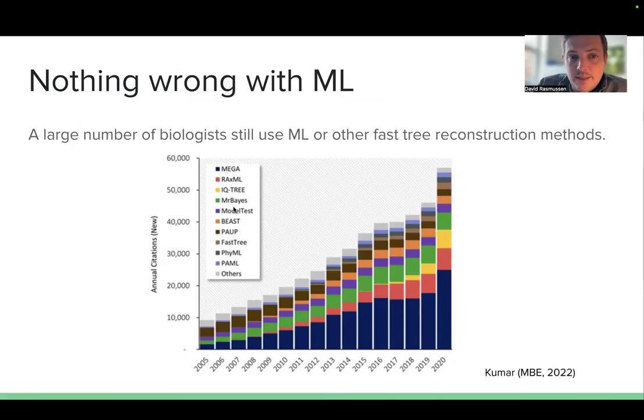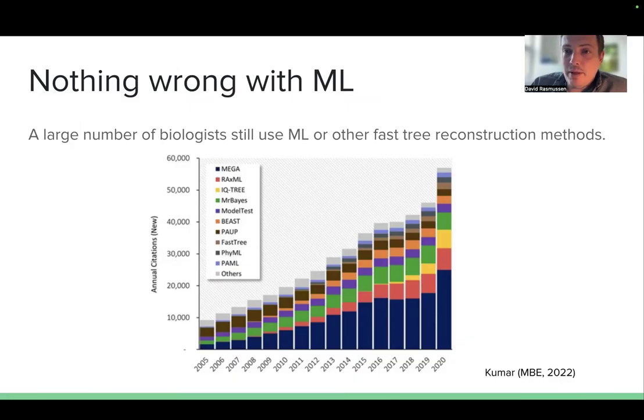Bayesian methods like MrBayes in the green and BEAST in the orange are taking up a bigger and bigger share of the market over time. But still the vast majority of phylogenetic analyses that get published are done with maximum likelihood methods. And that's because there's nothing wrong with maximum likelihood methods.